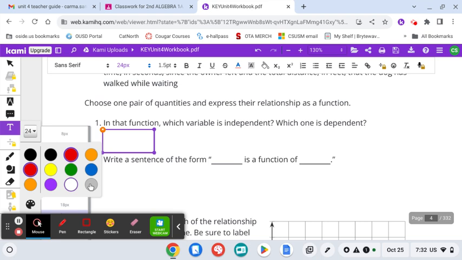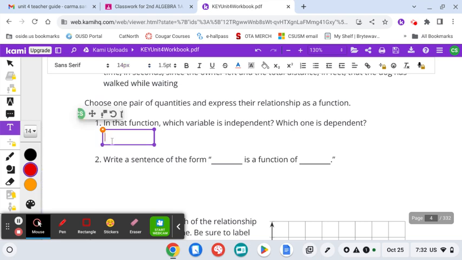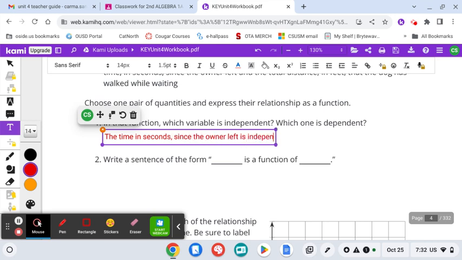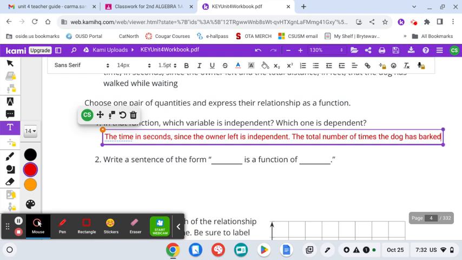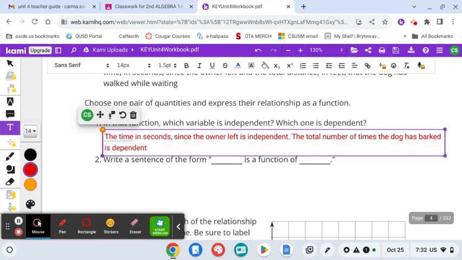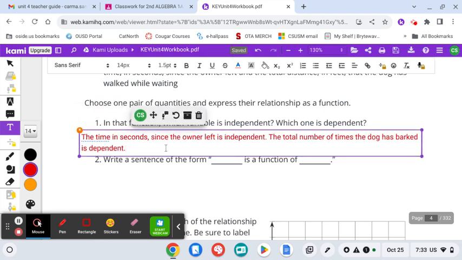Font's a little bit too big. All right, so we could say something like the time in seconds since the owner left is independent. The total number of times the dog has barked is dependent. So they're barking if they're taking a longer time. So the total number of times the dog barked is dependent. So then we're going to write a sentence in the form of blank is a function of blank.